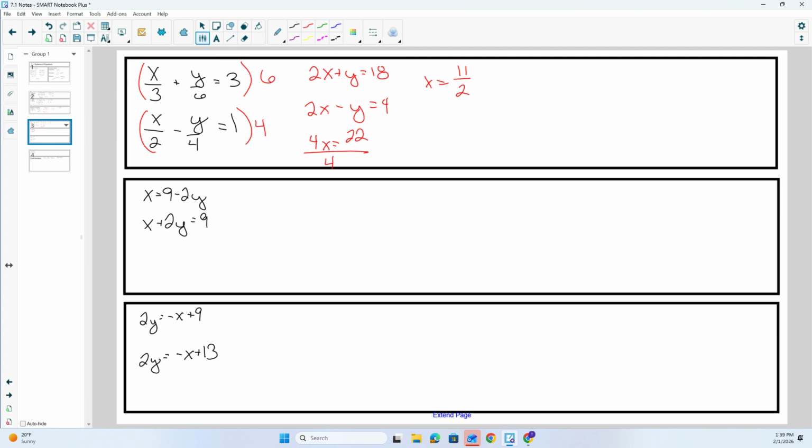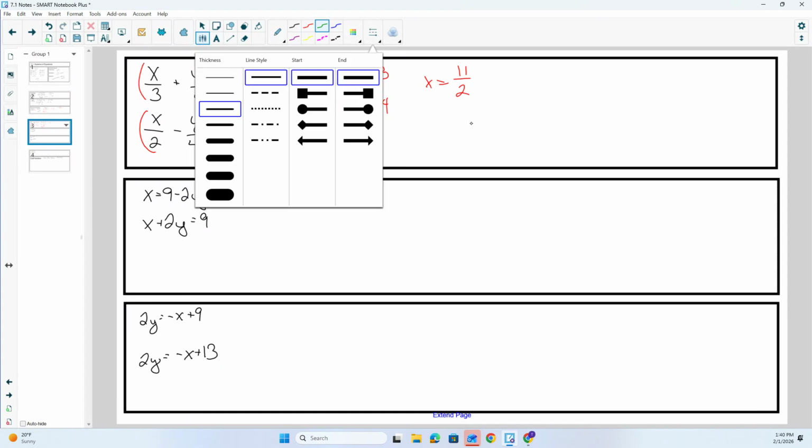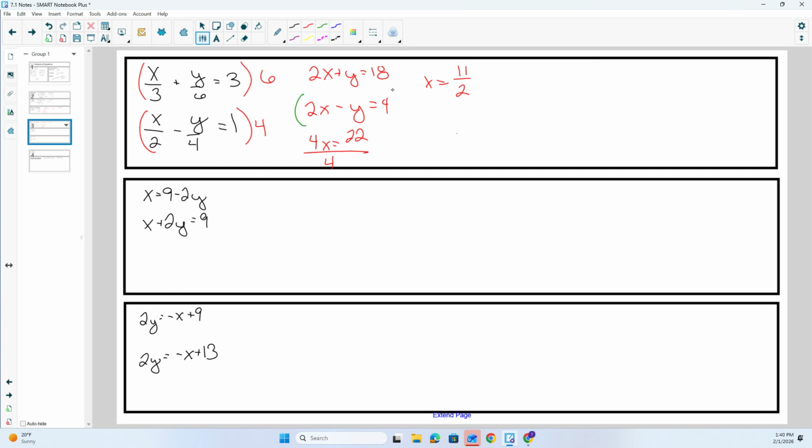Now again, we could have, if we wanted to, instead of putting 11/2 over, we could say, well, what if I were to go back to my original problem, and I take this one, and I multiply that by negative 1. Well, now I'd get 2x plus y equals 18. Negative 2x plus y is equal to negative 4. Well, now my x's cancel. So now I get 2y is equal to 14. Divide by 2, and y is equal to 7. I don't need to do that.